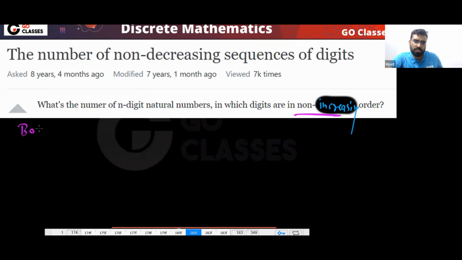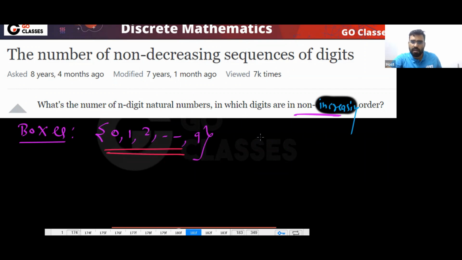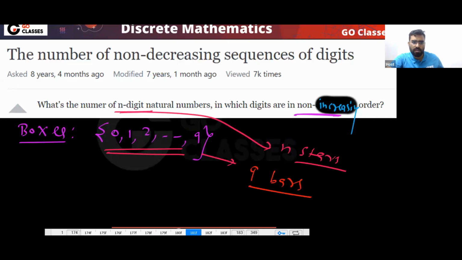Now your boxes are 0, 1, 2, and so on, 9. And you have total n digits you want, so these are your n stars. And from here you can notice that you have total 9 bars. So the answer will be n plus 9 c 9. Is this the correct answer?